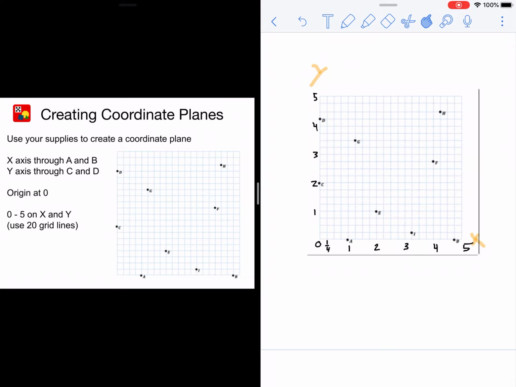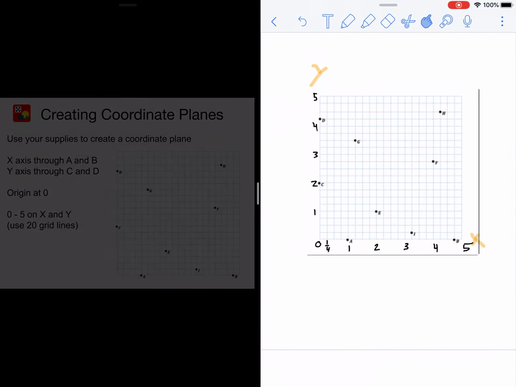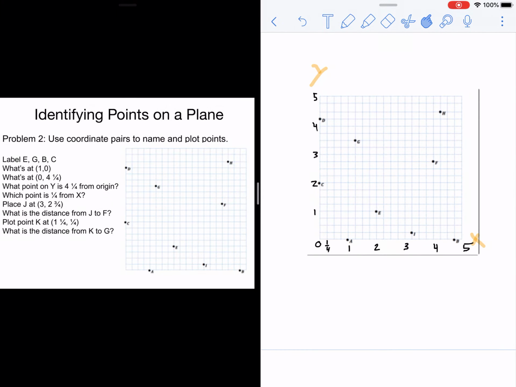So we just did the first part of our lesson today. Use your supplies to create a coordinate plane. We did that. We have an x-axis, a y-axis. Our origin's at 0, and then we put the numbers 0 through 5 on our x-axis and y-axis using 20 grid lines. So that was problem number 1. Pretty easy. You constructed your own coordinate plane. So now we have problem number 2.